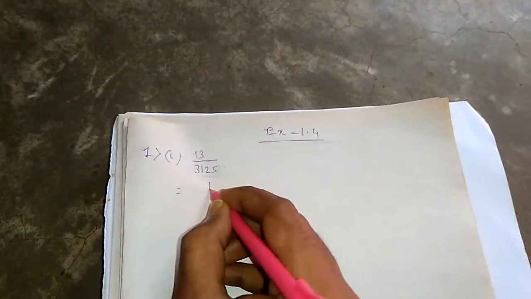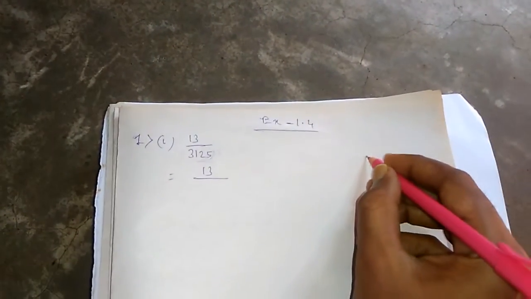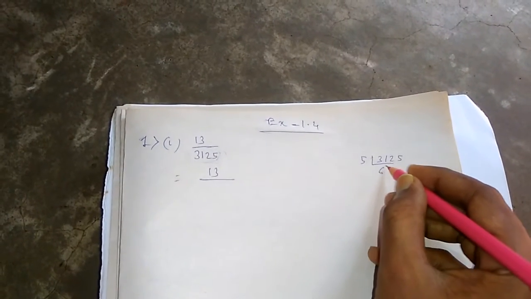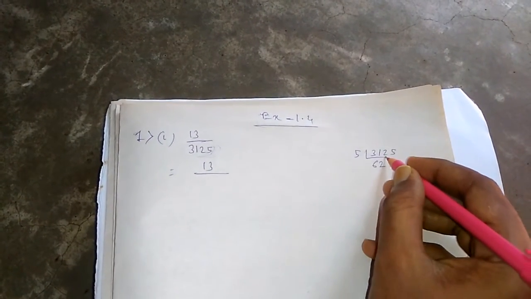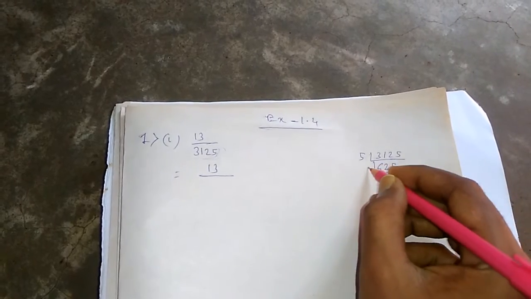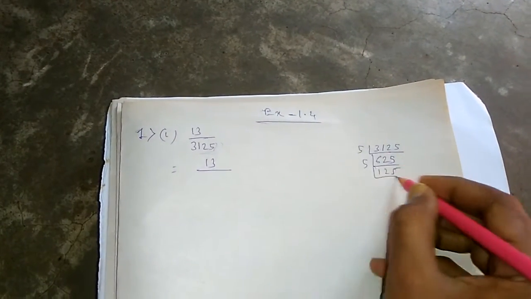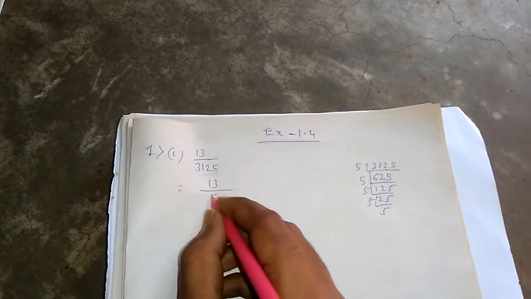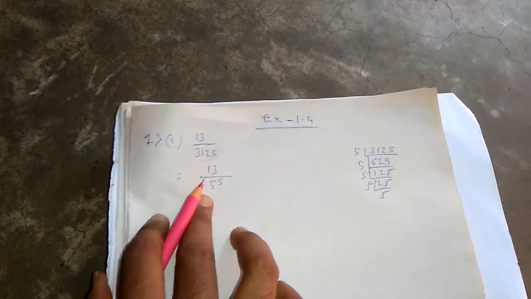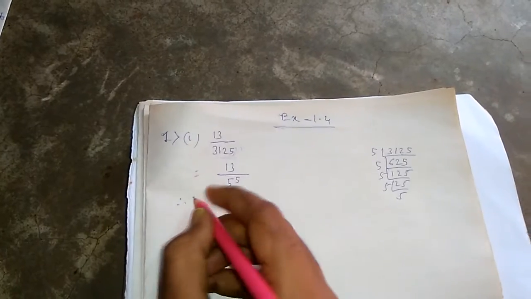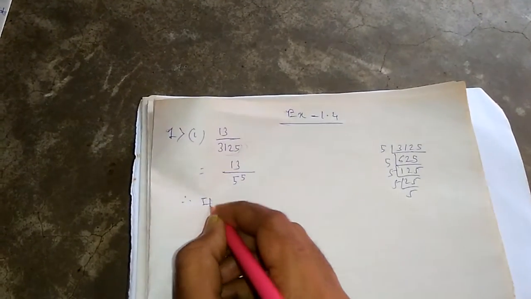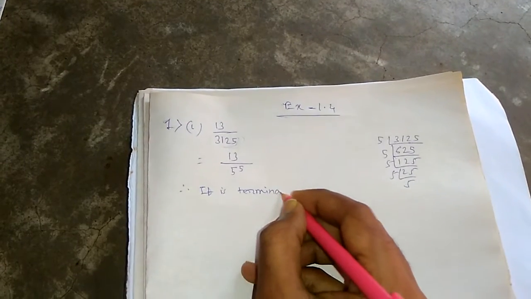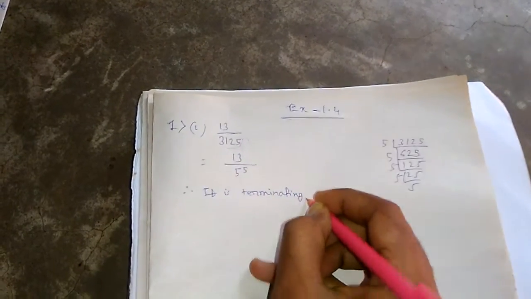So let's see. 13 by, let's go to the graph and do the factorization. 5 6 ja 30, 1 2 5 2 ja 10, 2 5 5 5 ja 25, 5 1 2 5 ja 5 25 ja, and 5 5 ja. Here you can say only 5 to the power 5, that means only 5s are available, so it is terminating decimal expansion. It is terminating.